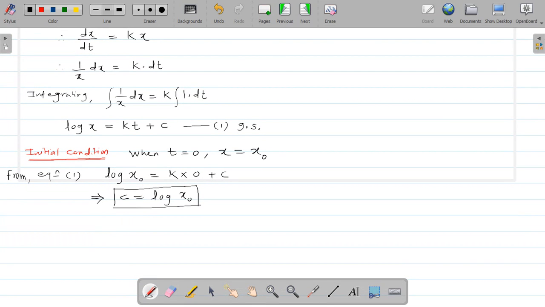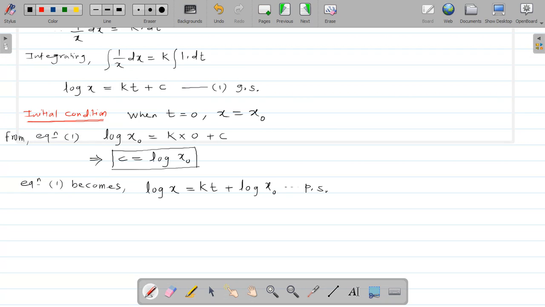Now as you get the value of C, then equation number 1 becomes, see, after getting the value of that constant, equation number 1 becomes, now you can write it as log x is equal to k into t plus, in place of C you can write log x0. Now this is after getting the value of constant. This is nothing but the particular solution. Remember, general solution and particular solution.